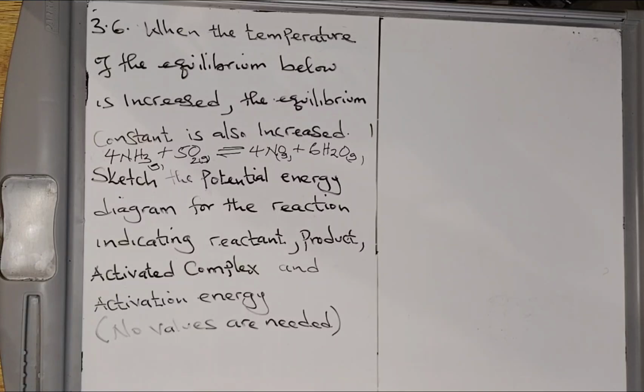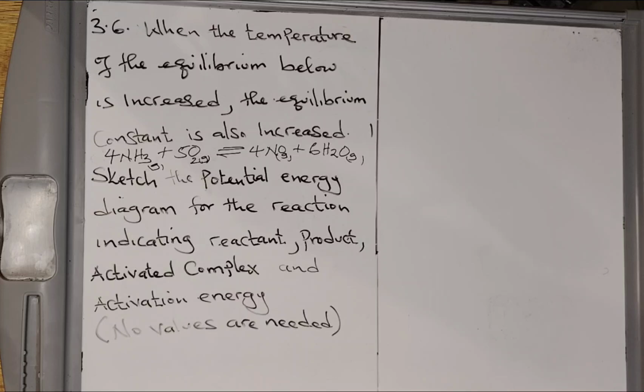How do you approach this question? Okay, the approach is we need to establish whether the reaction is endothermic or exothermic. You have to remember that for an endothermic reaction, when temperature increases, Kc also increases. And when temperature decreases, Kc also decreases. That's for endothermic. For exothermic, it's the other way around. When temperature increases, the Kc value decreases. And when temperature decreases, the Kc value increases.